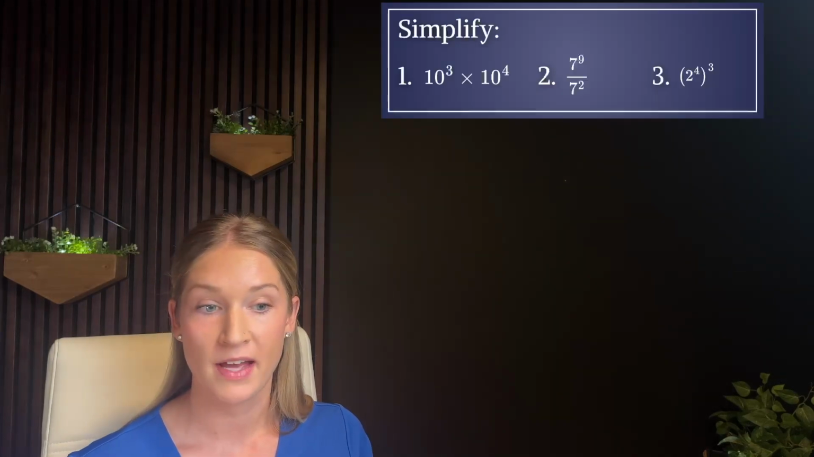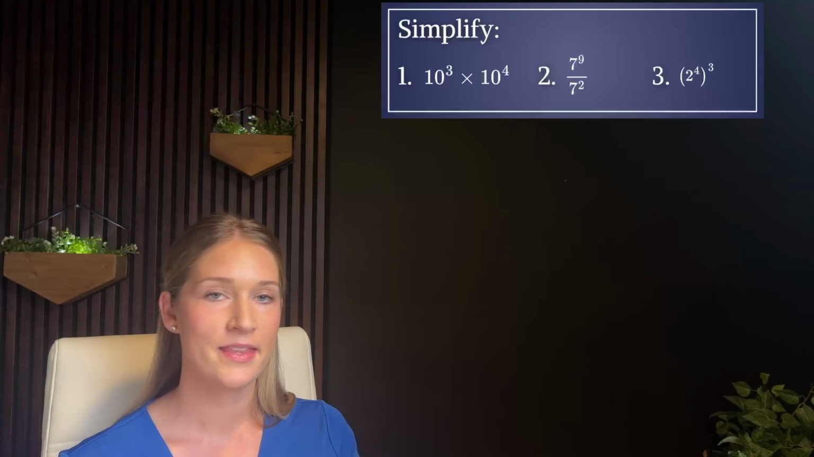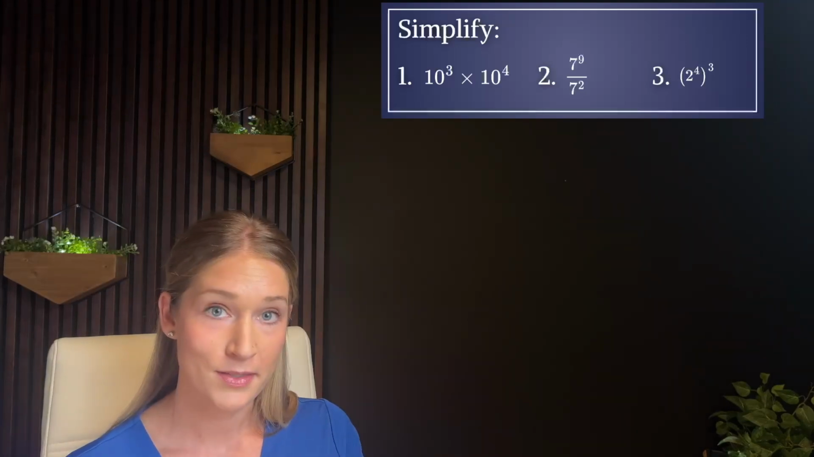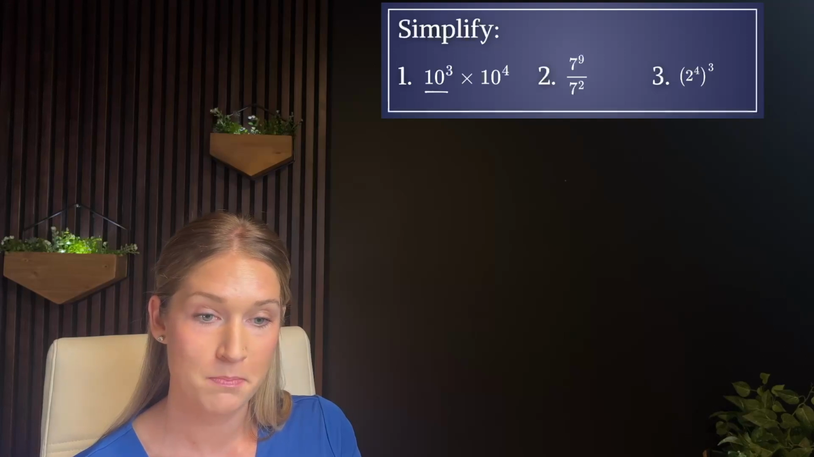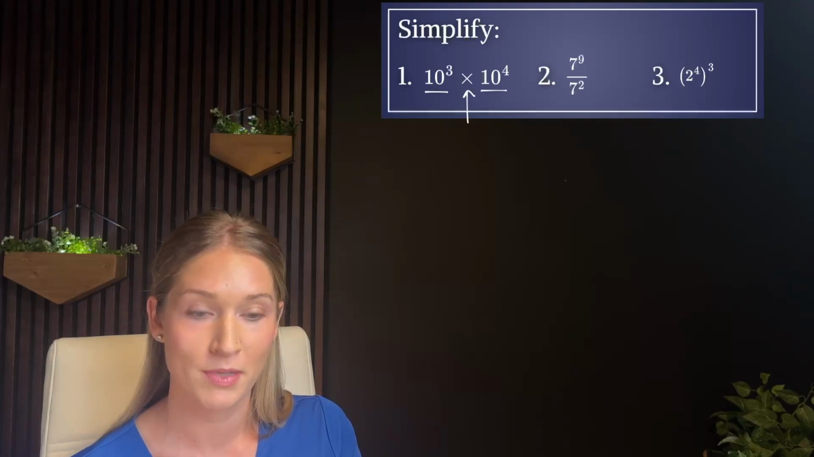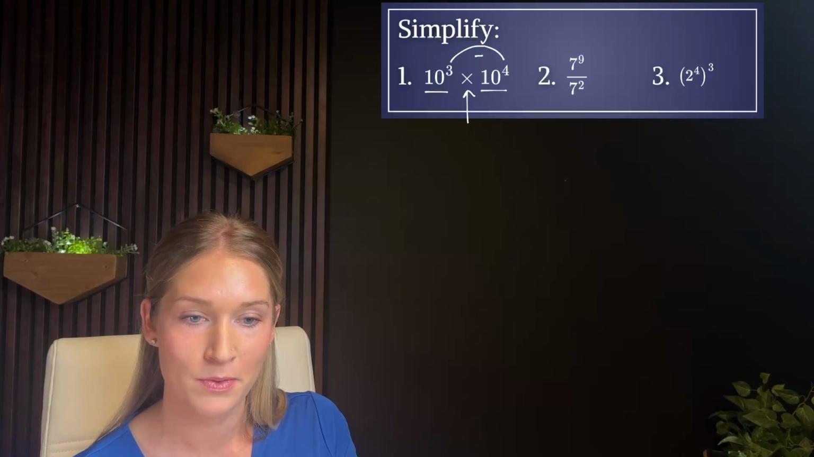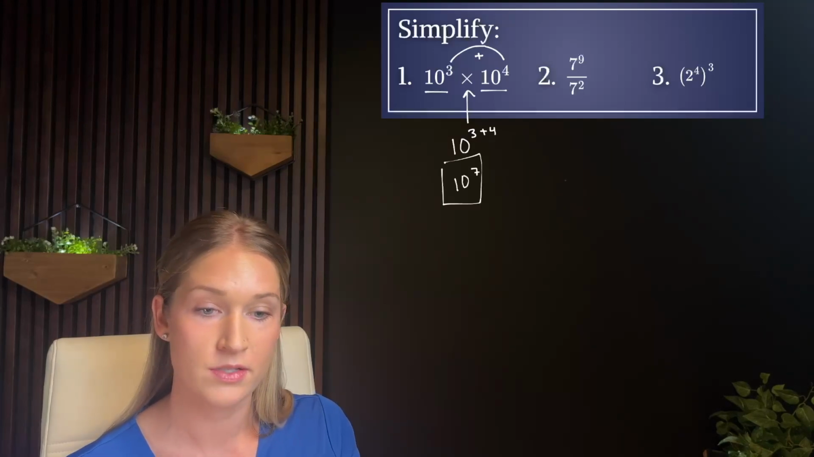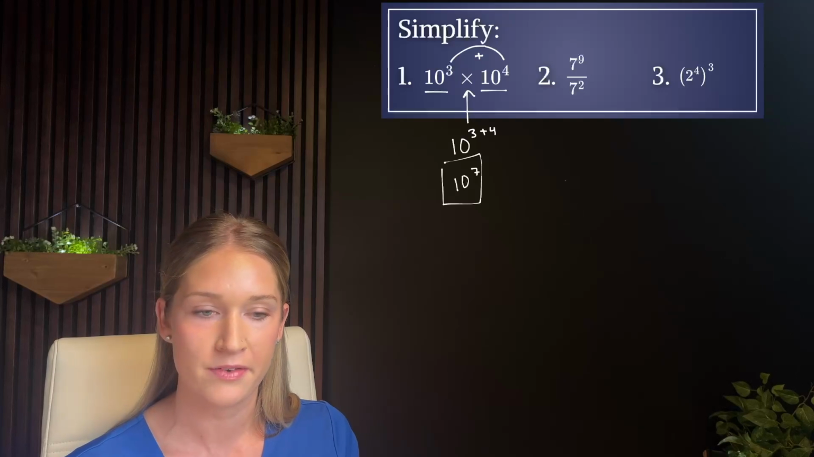I'm going to simplify these three. They're kind of more basic. And then the next slide, I've got a few questions with some more going on. In number 1, I see that there is the same base of 10 and we are multiplying those two bases. So all I'm going to do is take my exponents and add them. So this would be 10 to the power of 3 plus 4 or 10 to the power of 7. And that's all I need to do to simplify. I don't need to multiply it out.